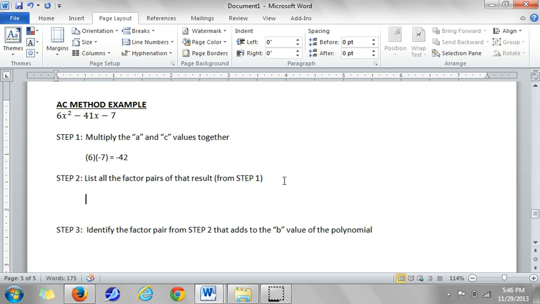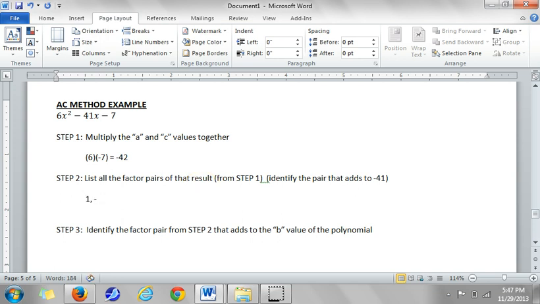And now I want to list all the factor pairs of that result from step 1. And it's actually not necessary to list all the factor pairs. Your goal is to just try and figure out which factor pair will add to the b value. In this case, our b value is negative 41. So we want to identify the pair that adds to negative 41. I don't need to list all the factor pairs in order to figure out how to do that for this one. My very first factor pair will help me out with that.